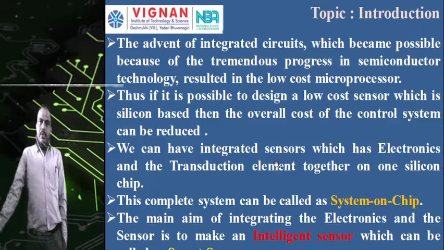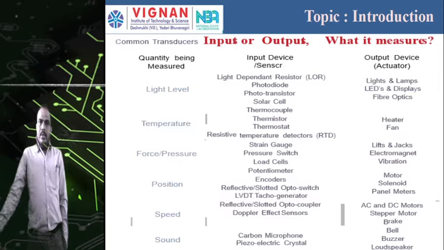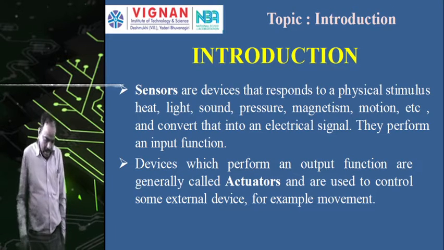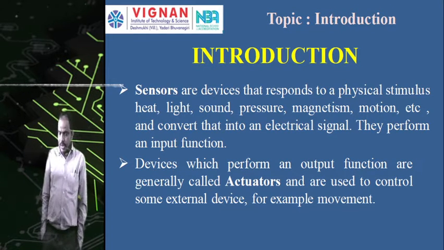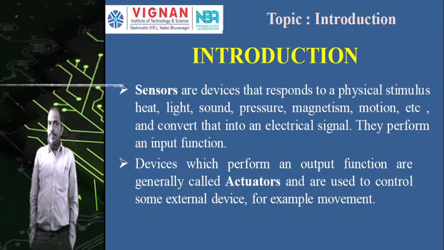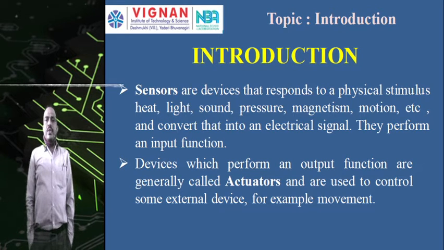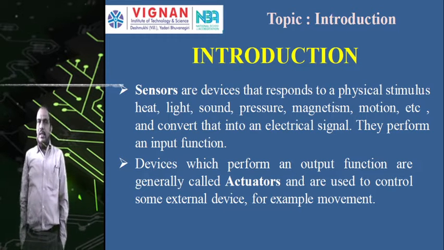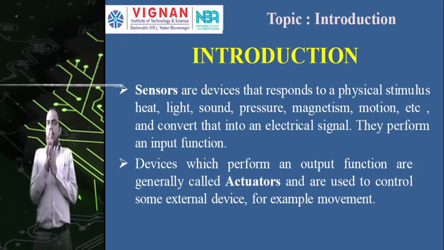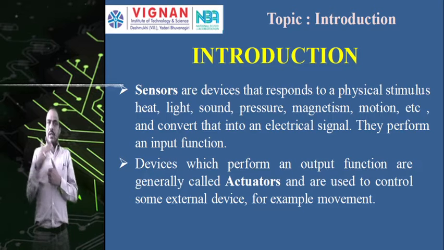First we would like to see the introduction about smart sensors, that is the definition. Before going to the definition of the smart sensor, first we will see some introduction. What are sensors actually? As already discussed in the first two and a half units, generally sensors are devices that respond to a physical stimulus like heat, light, sound, pressure, etc. The sensors convert the physical quantity into another parameter, generally an electrical signal.